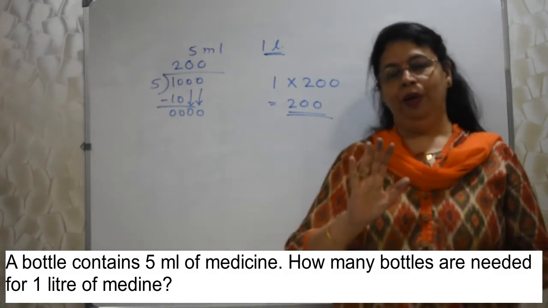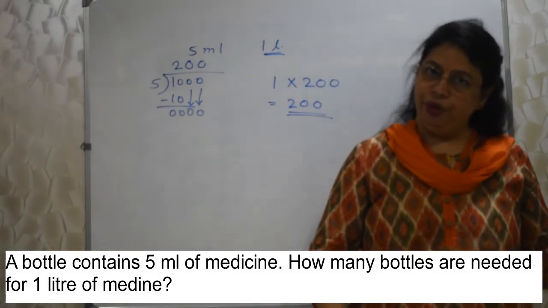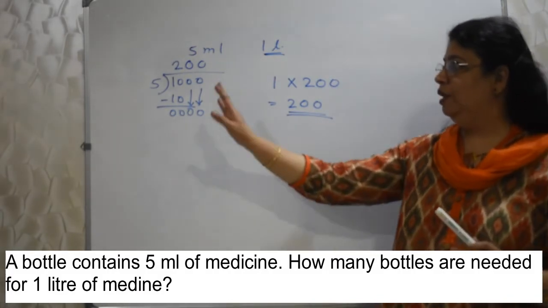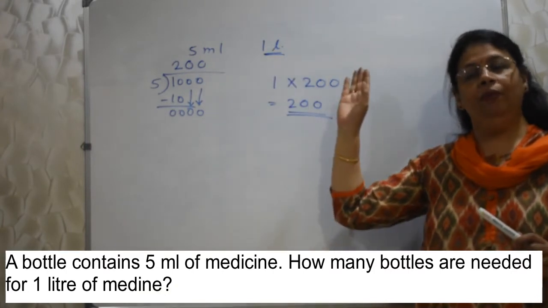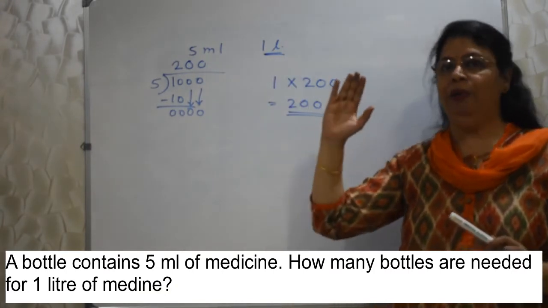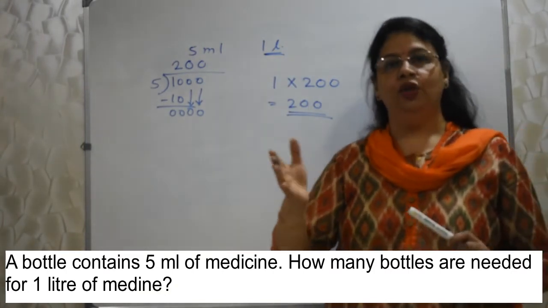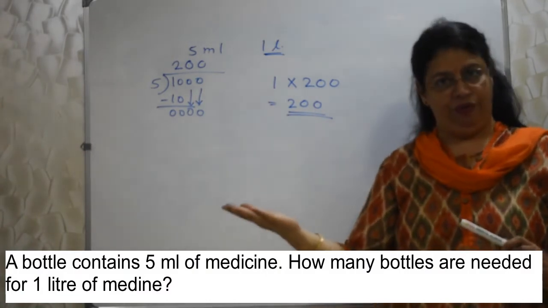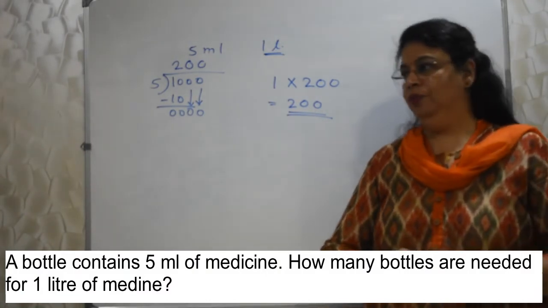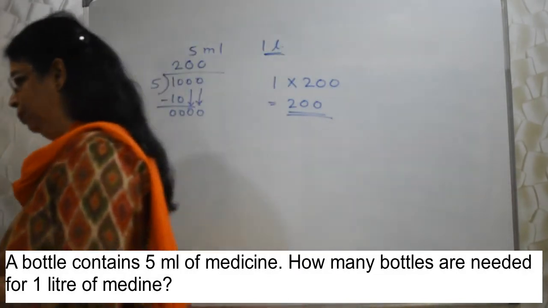So always remember, whatever relation I have given you, revise that. So whenever it is 125, instead of dividing by 125, multiply by 8. If it is 200, instead of dividing by 200, multiply by 5. Like that, okay? Let's go ahead with the next sum.